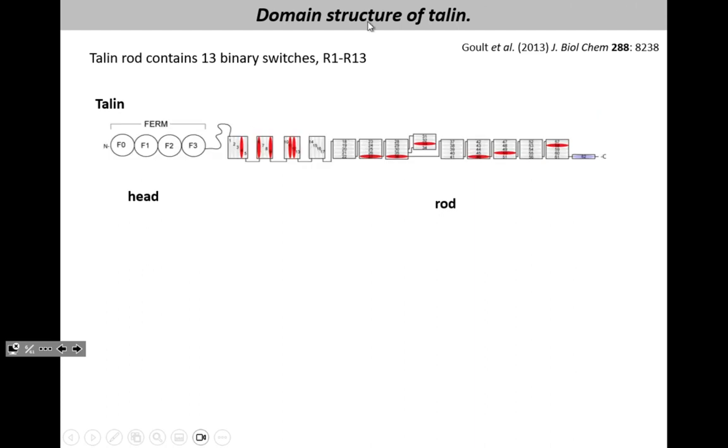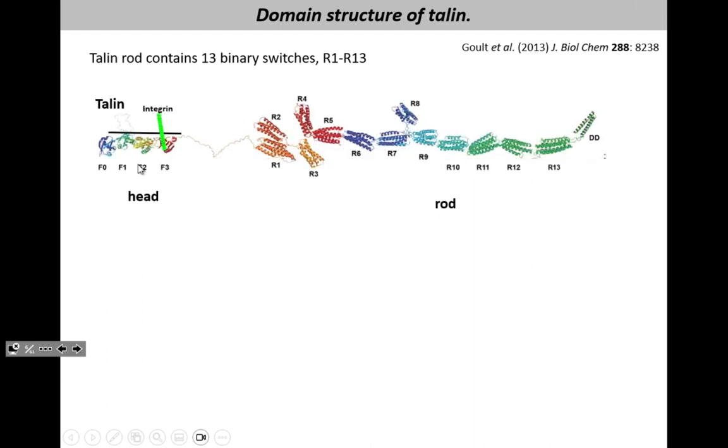And what we found is that this head region, this FERM domain, binds to the integrin, and then at the very C-terminus, there's an actin binding site which couples to the actin cytoskeleton. But between those two attachment sites, we've got these 13 switch domains, these 13 rod domains, which are all arranged in series, and all will experience force in this mechanical linkage.